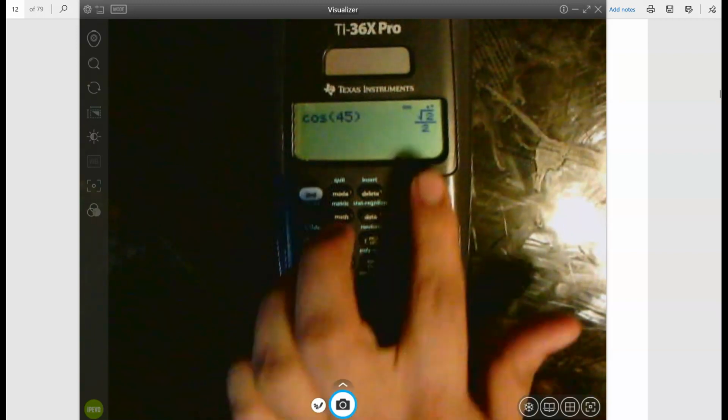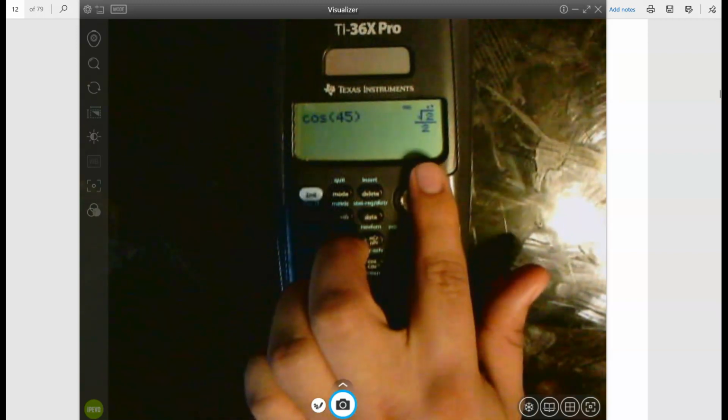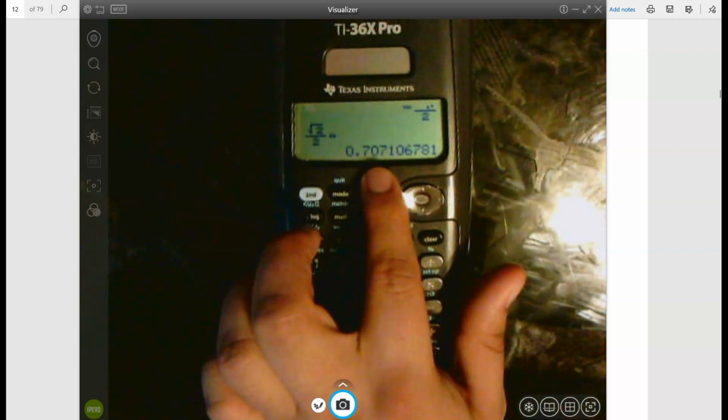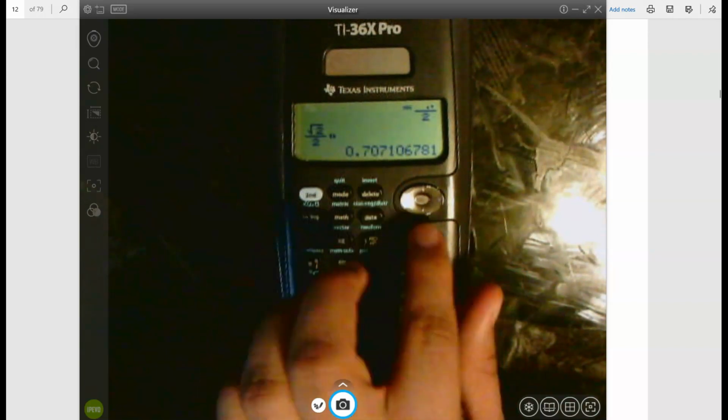One more thing, if you wanted to take, let's say, the cosine of 45 degrees, you got this. Let's say you really wanted the approximation answer. All you have to do is press a button right above it, which is the approximation sign. It'll give you the approximation as well. So if at any time you want to give an approximation, that's how you do it.